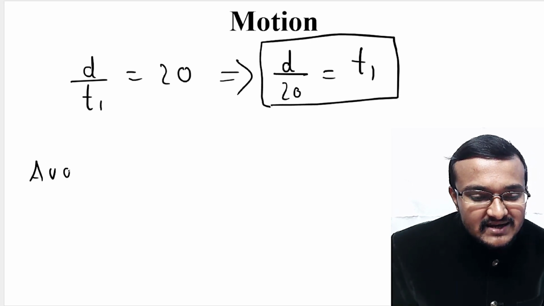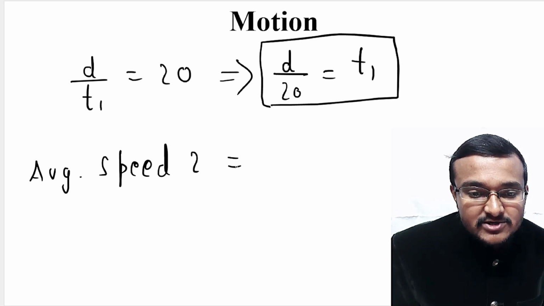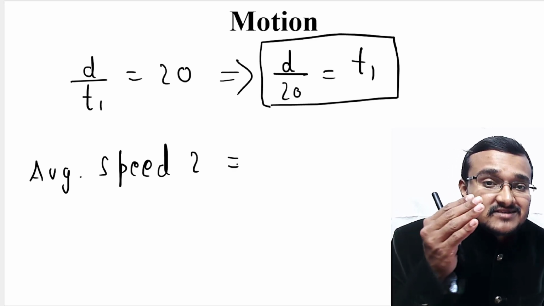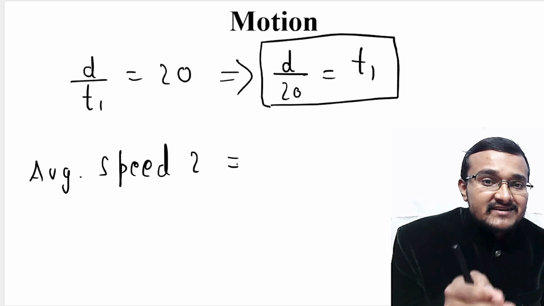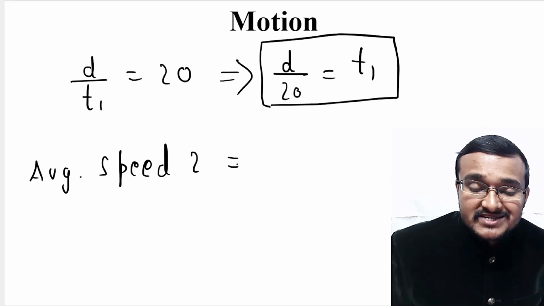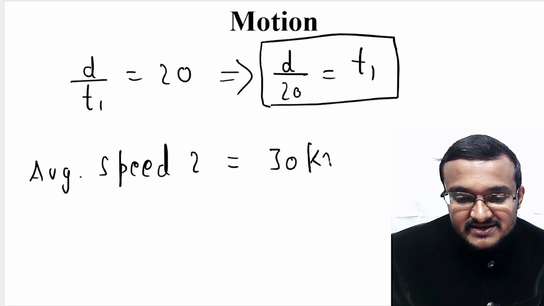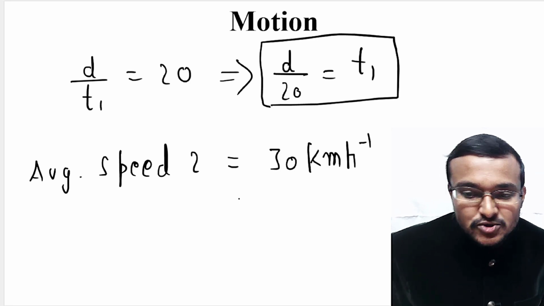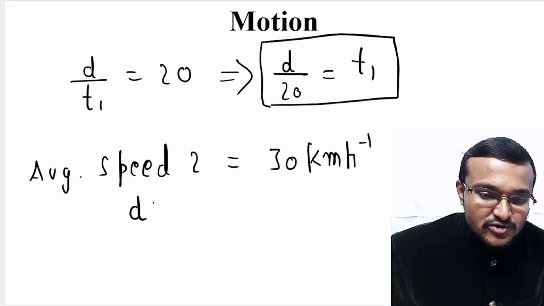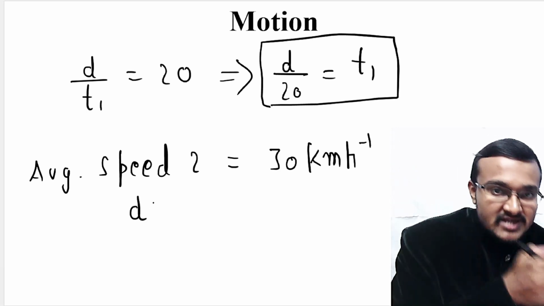Now what is average speed 2? Average speed 2 means the average speed of Abdul when he is traveling from school back to his house. That average speed is 30 km per hour. Here also the distance will be d only, because he is traveling the same distance from school to his house.